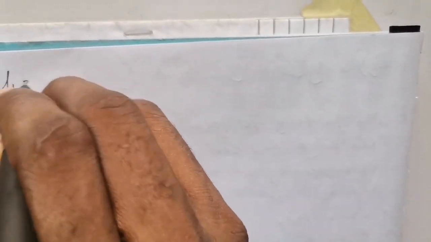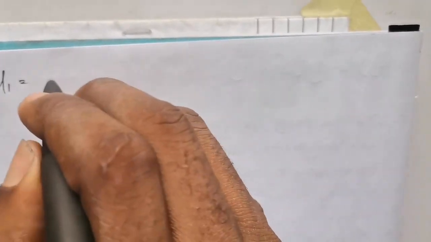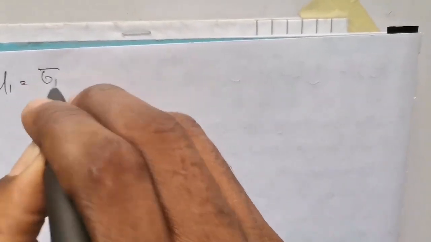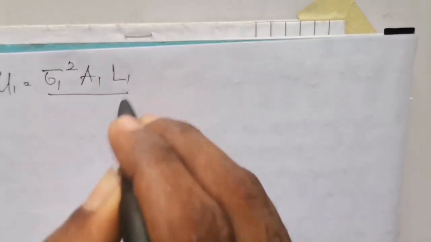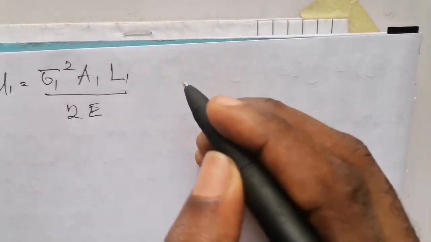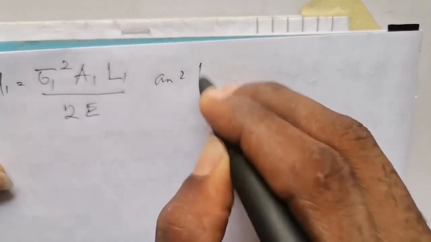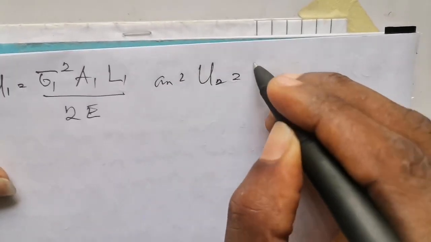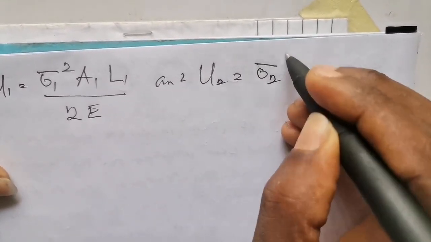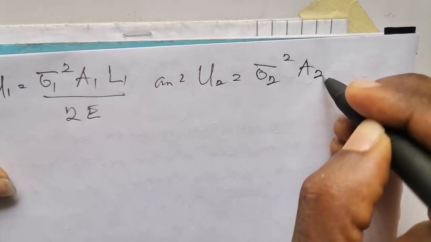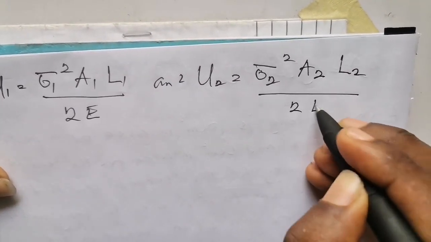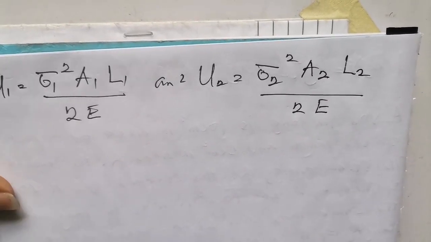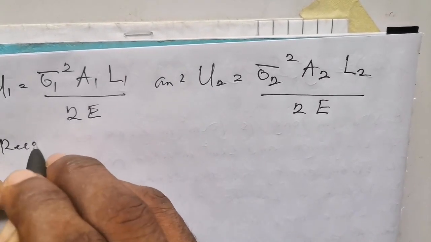So let's rewrite our formula a bit. We said U1 was obtained simply as stress 1 squared times A1 times length 1 all over 2 times Young's modulus, and U2 was obtained as stress 2 squared times A2 times length 2 all over 2 times Young's modulus.